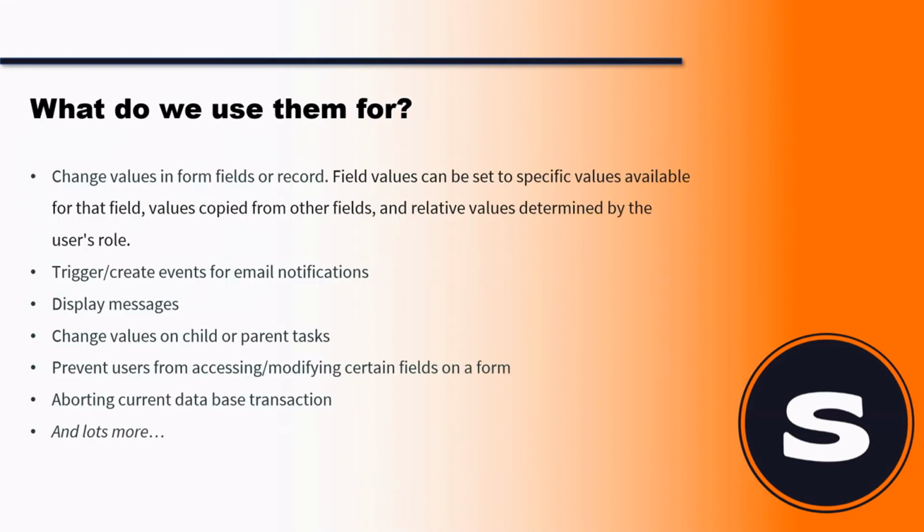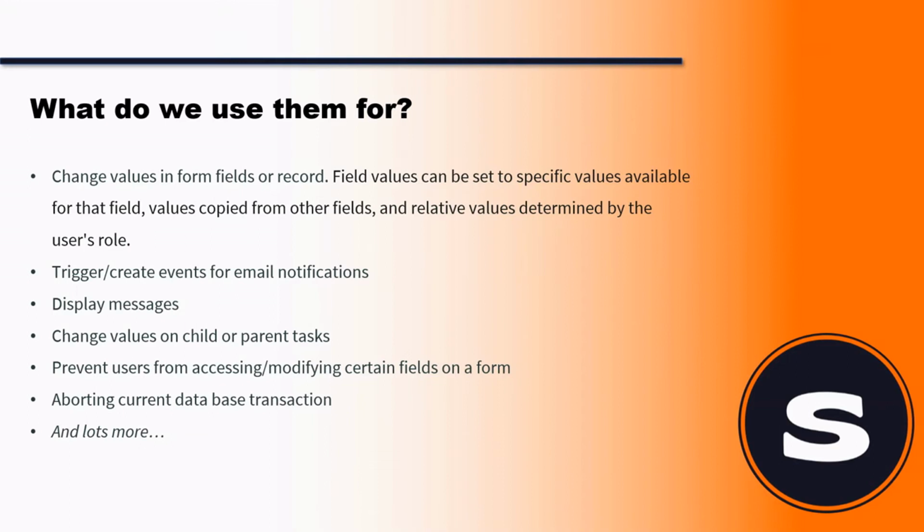So now we know the different types and we know how they're processed. What do we use business rules for? Okay, and can we start to see what type of business rule we might create for these different scenarios? So this isn't exclusive, but let's go through them. We can use a business rule to change values in form fields or a record. Field values can be set to specific values available for that field, copied from other fields, or relative values determined by a user's role. So we can put conditions based on someone's role. We've got a condition field in the business rule.